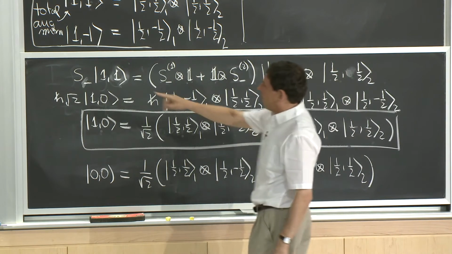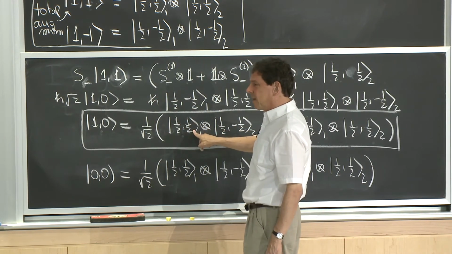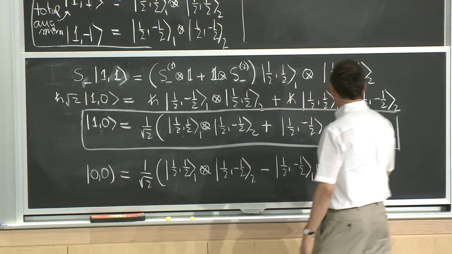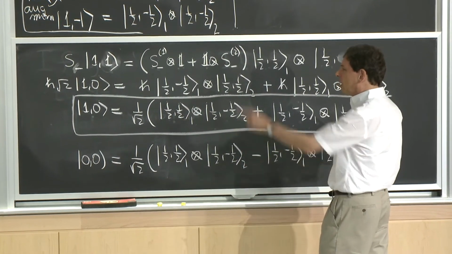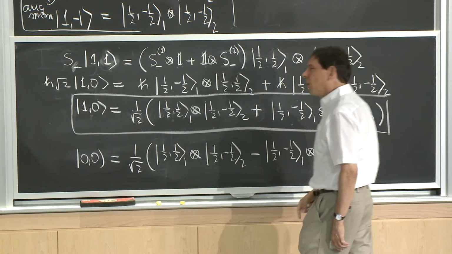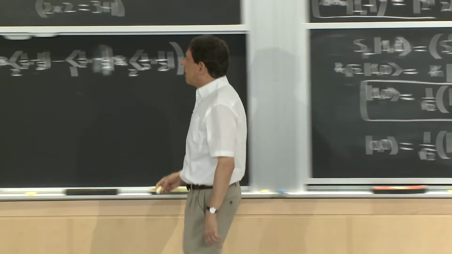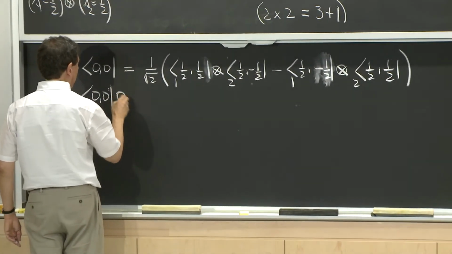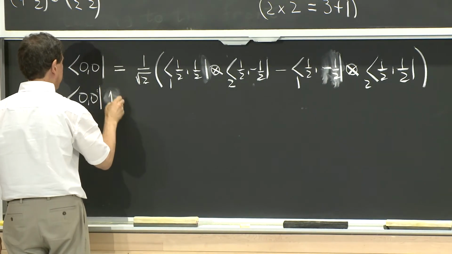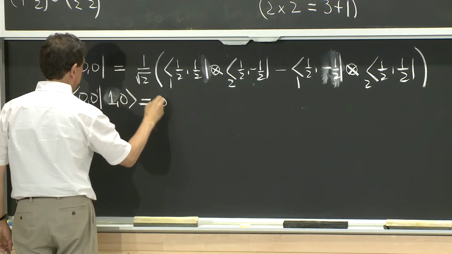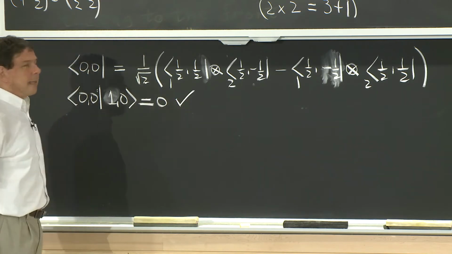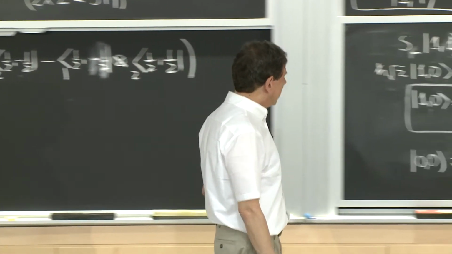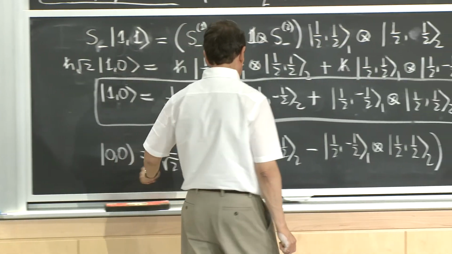So you get from the first term there and the first term here a factor of 1, and from the second term there and the second term here, because of the relative sign, you get a minus. So indeed, it is true that 0, 0 is orthogonal to 1, 0. And that is sufficient evidence that this state must be the singlet state.